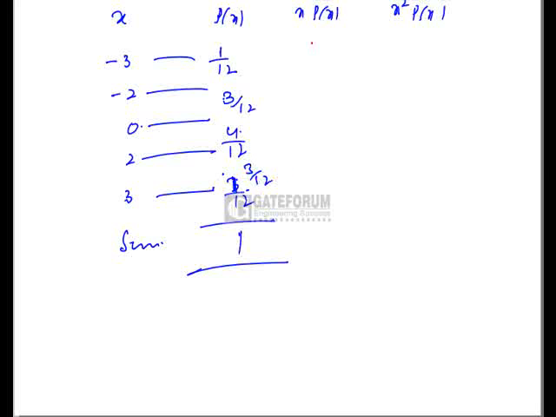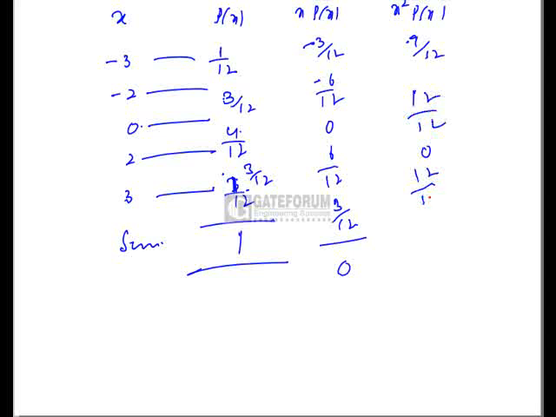Sum will be 1. And similarly, x into p of x: minus 3 by 12, minus 6 by 12, 0, 6 by 12, 3 by 12. If I add this, sum is nothing but 0. Similarly, x square into p of x: 9 by 12, 12 by 12, 0, 12 by 12, 9 by 12, and 42 by 12 will be nothing but their sum.